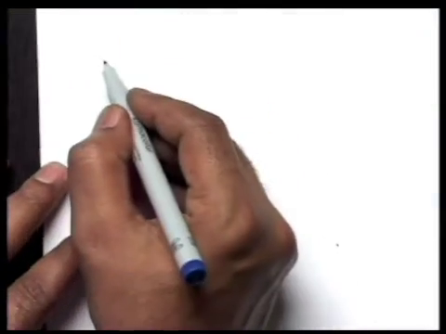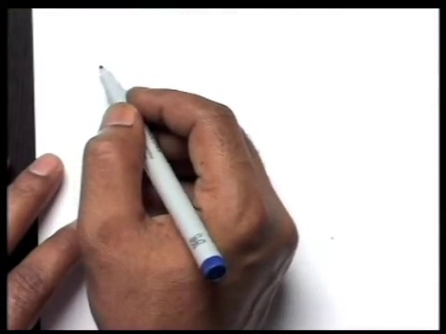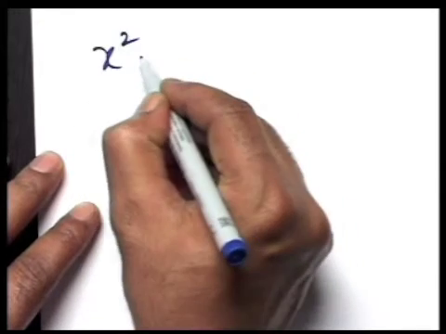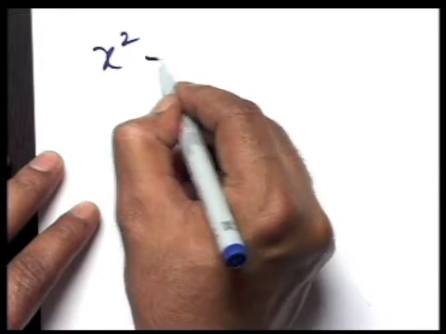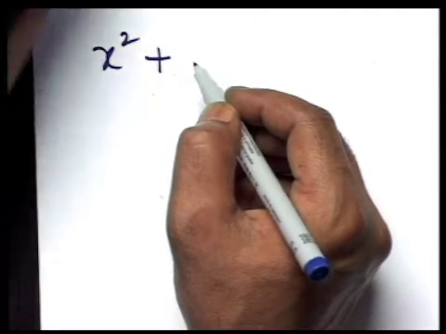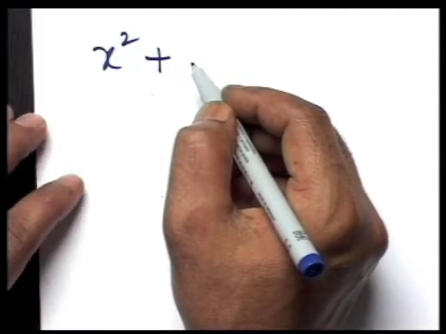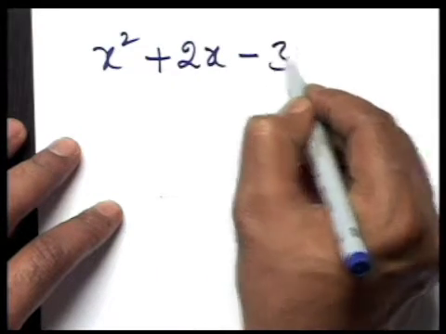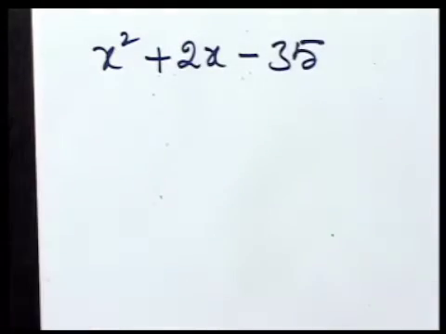Now I'm going for one more question where the signs will change. Now let's look at a question, x squared. This time the middle number is plus, please. I'm taking the same question which we got here: x squared plus 2x minus 35. Now that is my question.